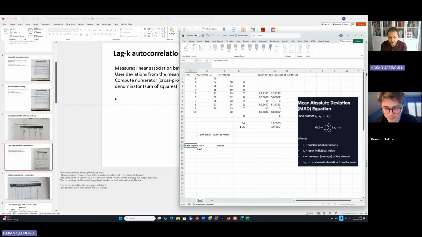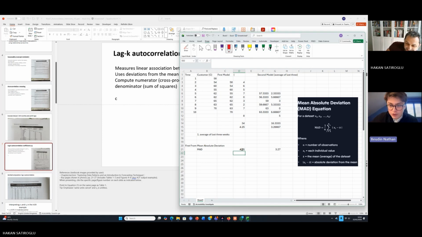Can you say which one is better at the moment? The first one is 425. The other one, the second model, seems to be better at the moment. You would like to go with that one. But originally, if I look just at the raw data, I would have said the first model was better. Yeah, it's interesting. This is the most used one, MAD.